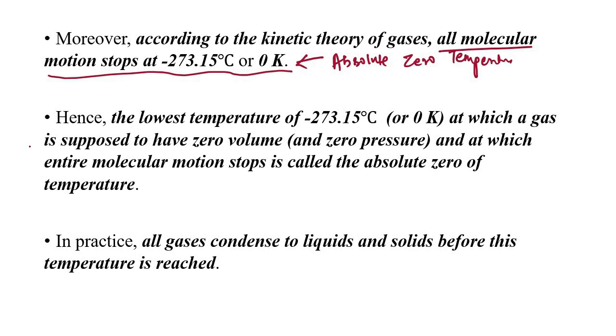So this is the lowest temperature, minus 273.15 degrees Celsius, at which a gas is supposed to have zero volume. Again, I remind you that it is very difficult to make these observations, which is why the extrapolation concept is used. At this temperature the entire molecular motion stops, and that's why it is called absolute zero of temperature. So this is the plot.